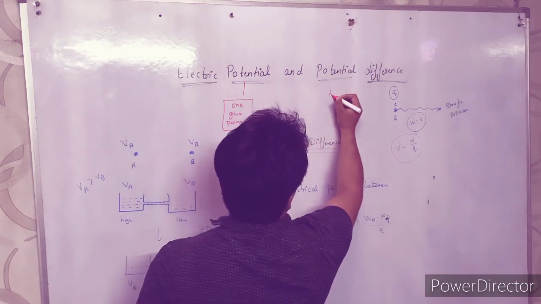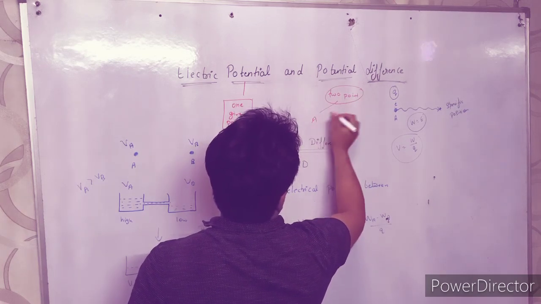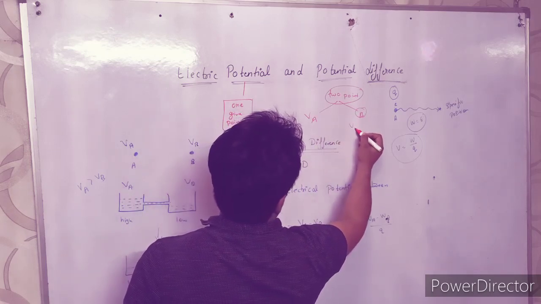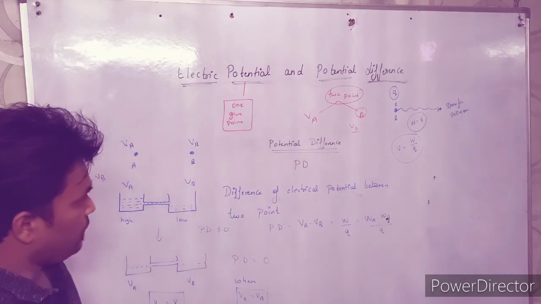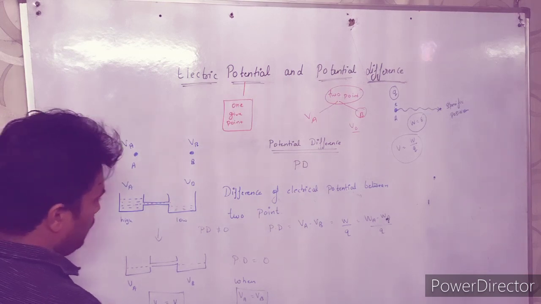Here we have 2 points, like A and B. The potential of A is VA, the potential of B is VB. So that is the potential difference.